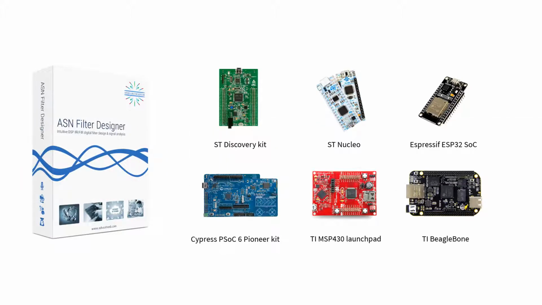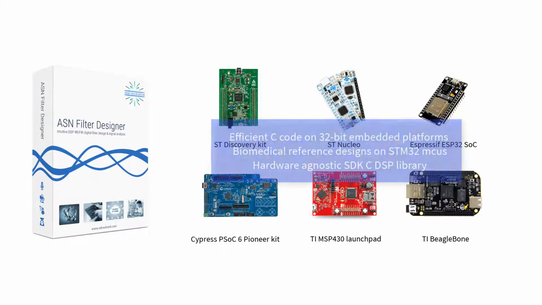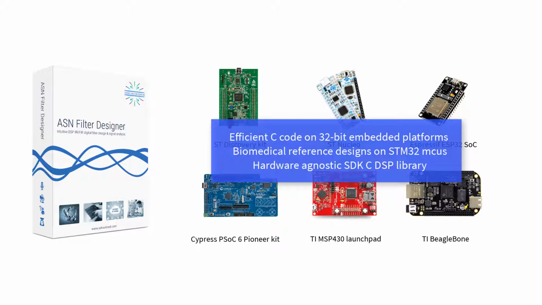ASN Filter Designer version 5 provides major improvements to C code generation for embedded platforms, such as ST's very popular Discovery and Nucleo boards, Espressif's ESP32 SoC, and TI's MSP430 Launchpad kit. Based on feedback and recommendations from 131 users, many users reported that they required efficient C code for implementing their designed filter cascade, including some hints and tips on how to get up and running with their development IDE.